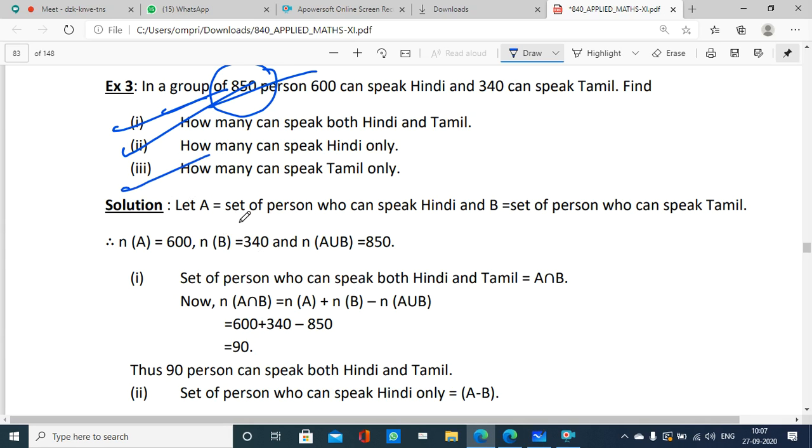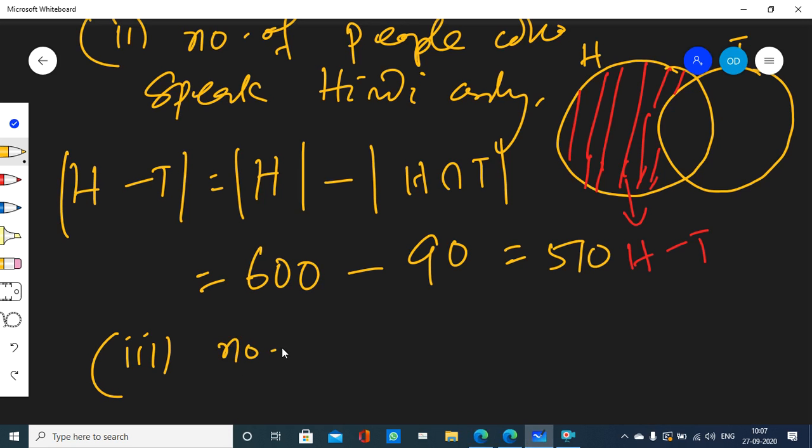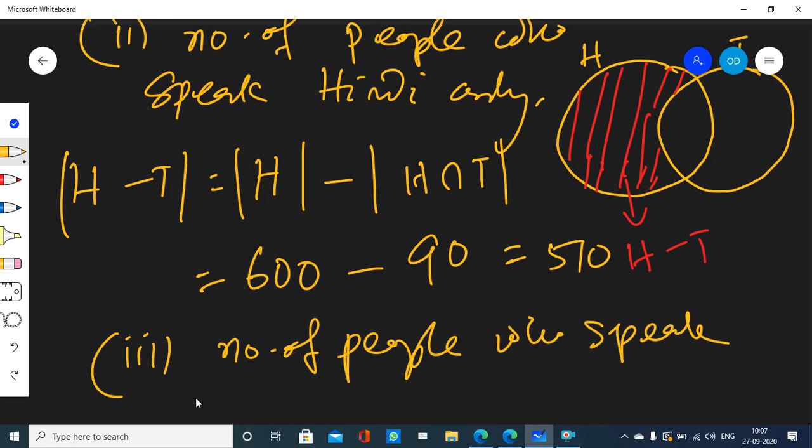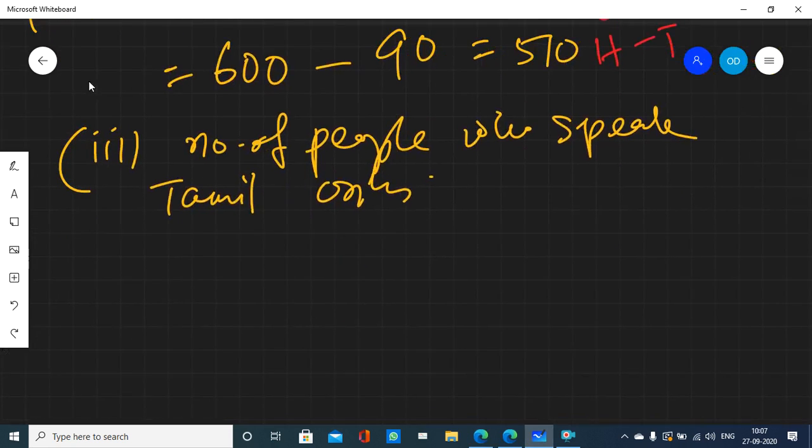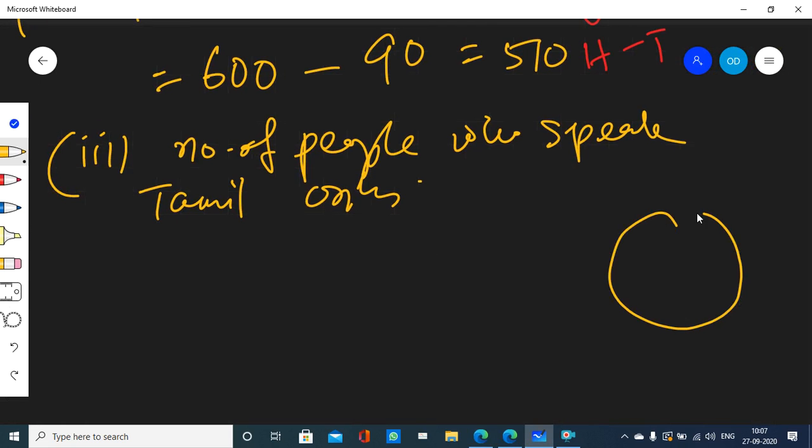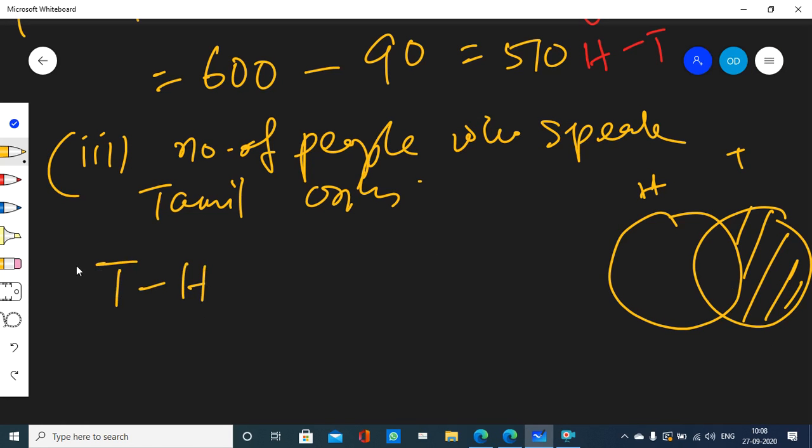Second bit. How many speak Tamil only? Well, the number of people who speak Tamil only, which set will they belong to? This is H. This is T. These people speak only Tamil, right? That means T minus H. Remember, remove set H from the T set. T minus H means remove set H. If any element of set H is there in set T, remove them. Remove all the elements of set H from T.